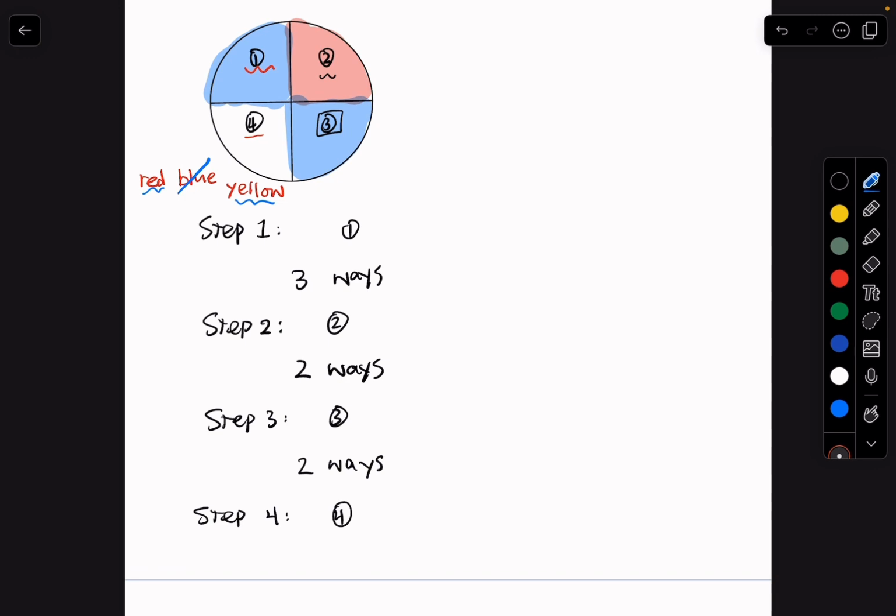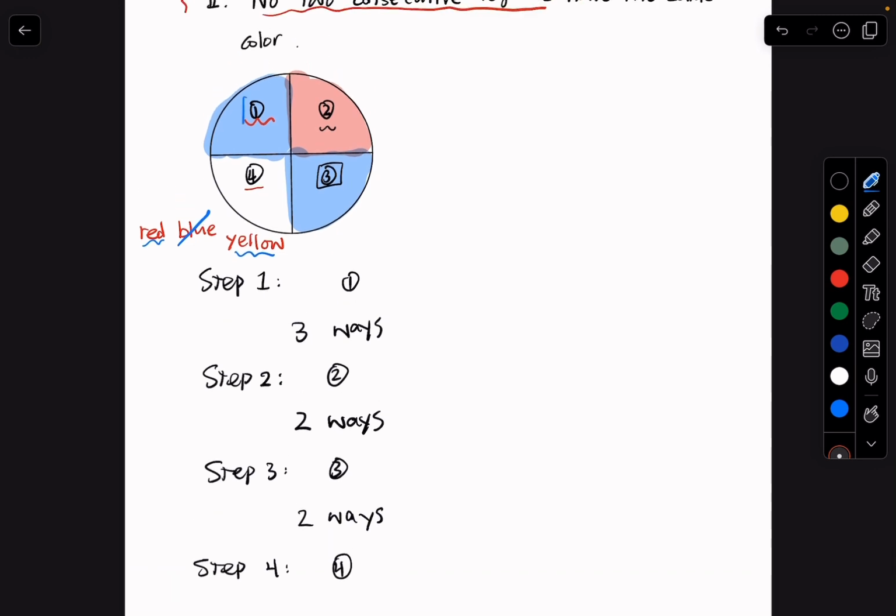So now, remember what I said in the beginning of the lecture? When multiplication principle alone doesn't work, now we should try to apply addition principle. So how do we divide the case here? We just try multiplication principle, and we see that the cause for the problem in step 4 is whether region 1 and region 3 have the same color.